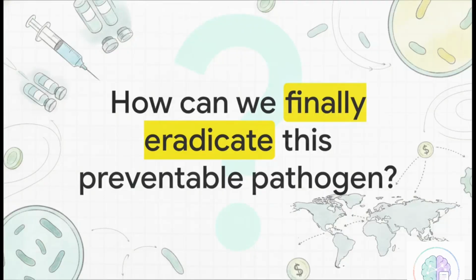So we're left with this final pressing thought. If we've established standard therapies and a highly effective vaccine that prevents the absolute most severe forms of the disease in children, what specific logistical, economic, or scientific leaps are required to finally eradicate this entirely preventable pathogen worldwide? I mean, why are we still losing 1.5 million people annually to something we literally know how to fight?